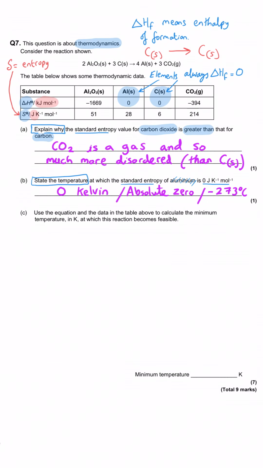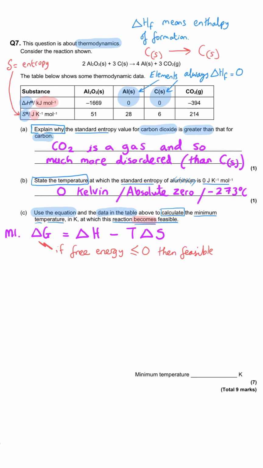Part C says use the equation and the data in the table to calculate the minimum temperature in Kelvin at which this reaction becomes feasible. And so this is a 7-mark question, so there's going to be quite a few different things to do here. So feasibility is ascertained from the equation for Gibbs free energy, which has got delta G is equal to delta H minus T delta S. And so this free energy, if it is less than or equal to 0, the reaction is going to be a feasible reaction. And then the reaction becomes feasible when delta G is equal to 0.